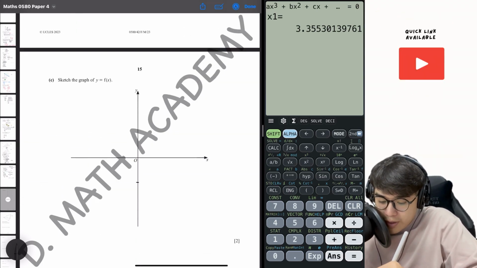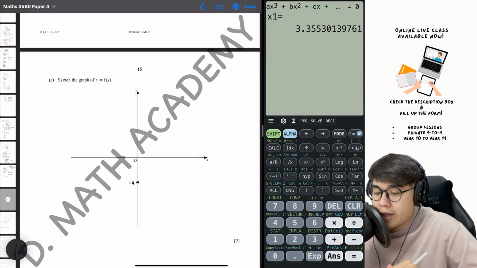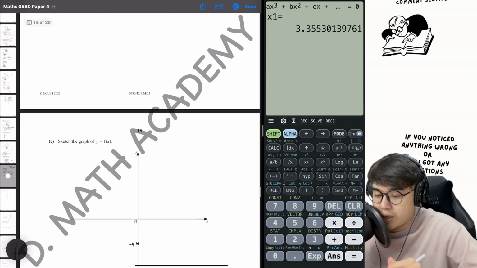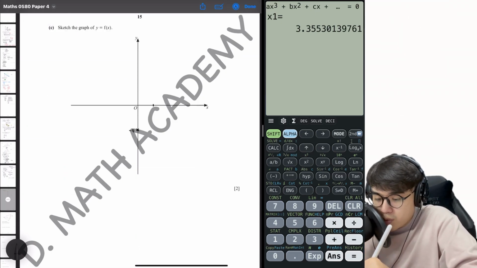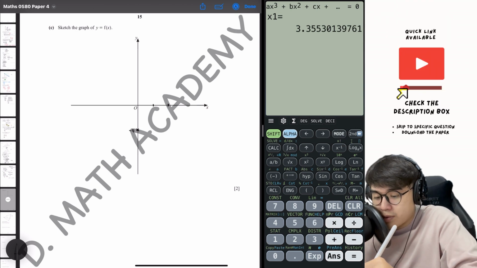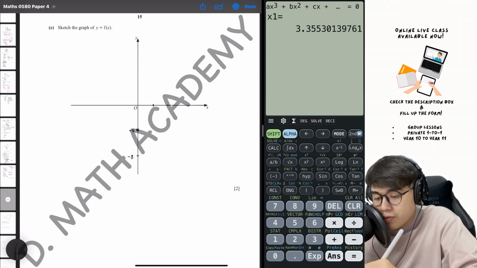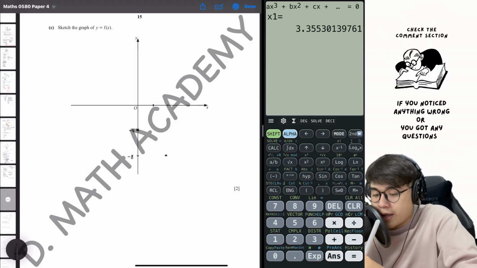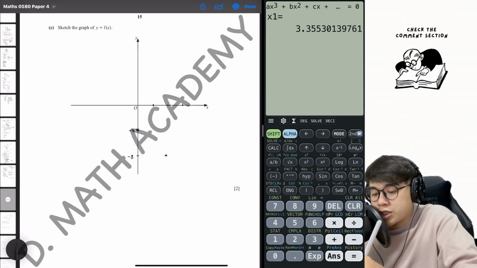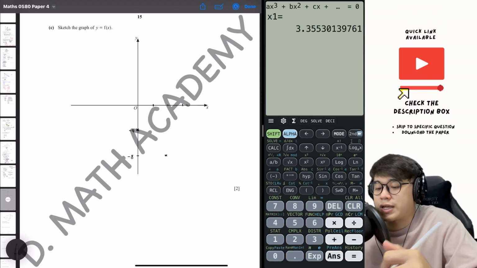So -4 is here, let's say. This is the first point, and then I have -8. 1, 2, -8 is double the thing that we have here. So here's -8. Roughly somewhere around this part will be my second turning point. And I did touch the x, but it is at 3 point something. So let's say here.